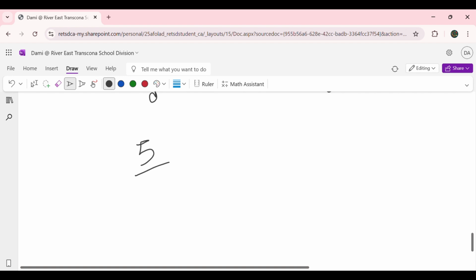So, 5/8. Is 5 half of the denominator? No. Half of the denominator is 4.